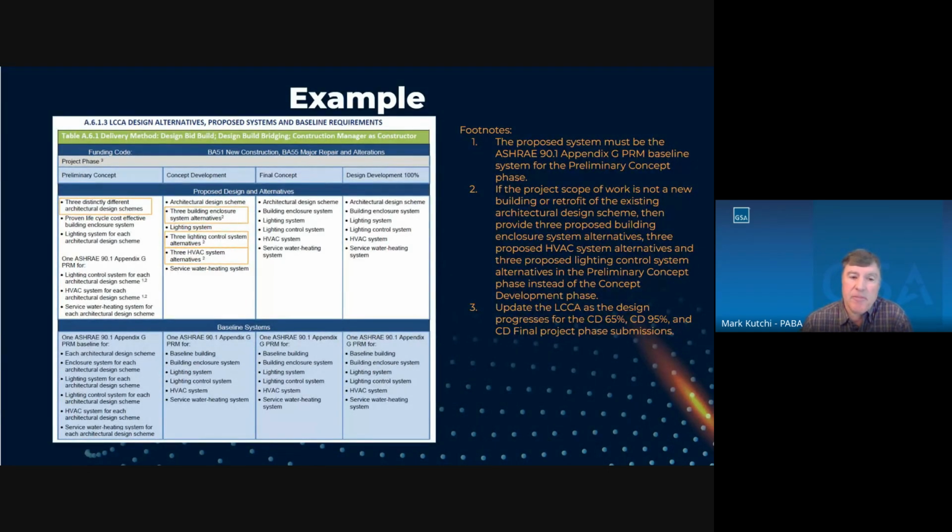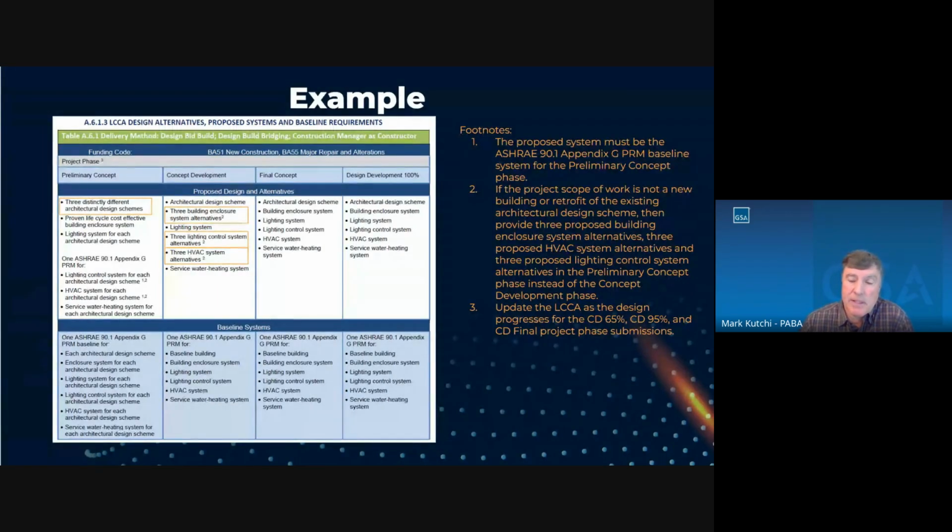In the preliminary concept phase, 3 distinctly different architectural design schemes must be included. During that same preliminary concept phase, for the lighting control system, the HVAC system, and the service water heating system, that is just the ASHRAE baseline system. So the thought is during the preliminary concept phase, you'll look at different architectural options or alternatives. And then during the next phase, the concept development phase, one of the architectural design schemes will be selected.